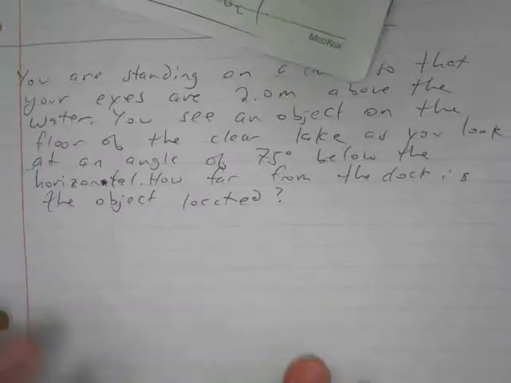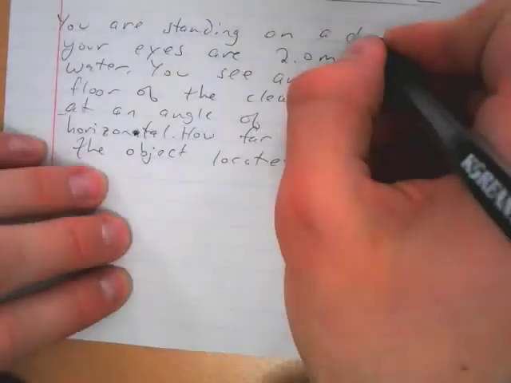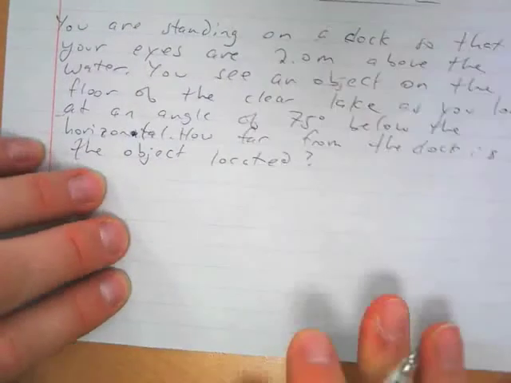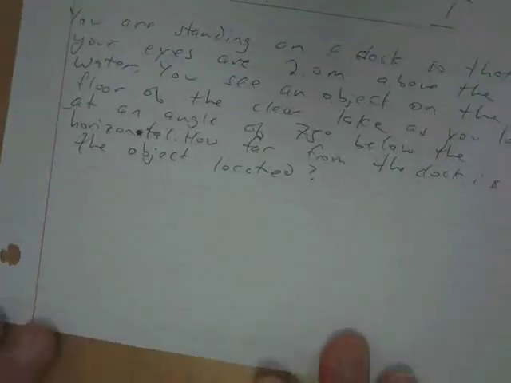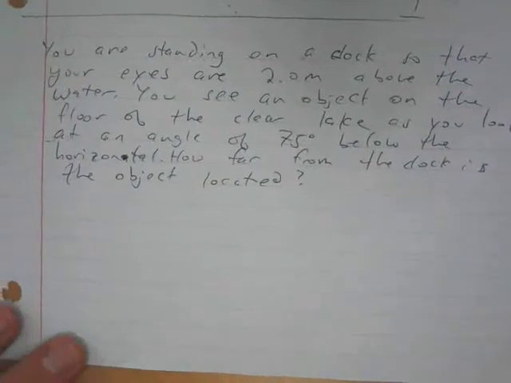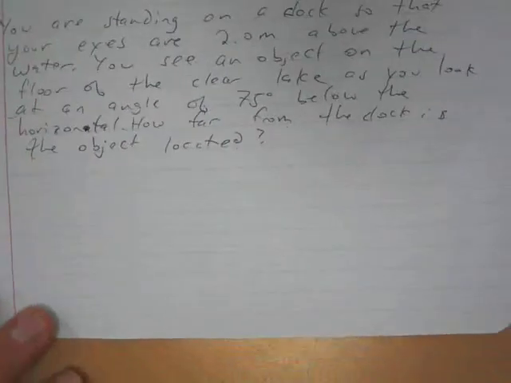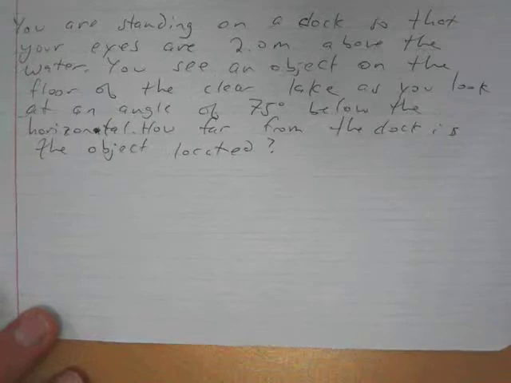Okay, so here's our question. You're standing on a dock. Sorry, that looks kind of like clock. That's a D. Pretend they're connected. You're sitting at a dock so that your eyes are 2 meters above the water. You see an object on the floor of this clear lake as you look at an angle of 75 degrees below the horizontal. And the question is, how far from the dock is the object located?